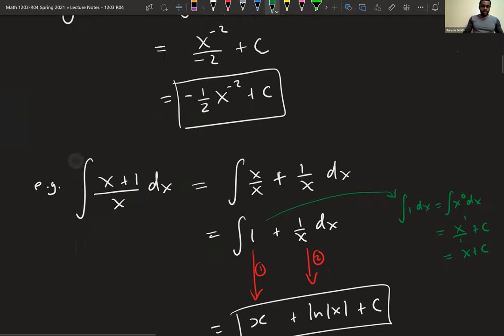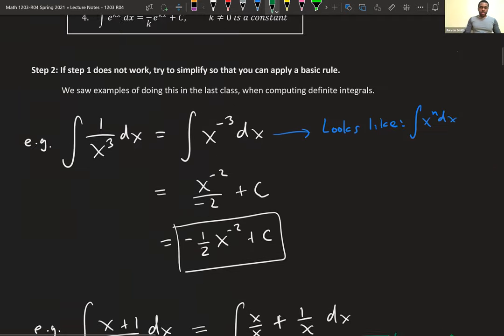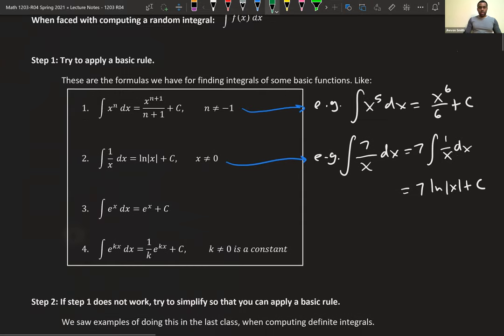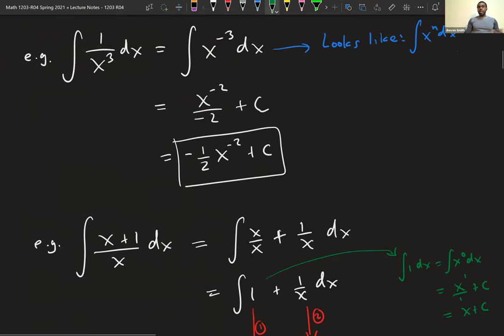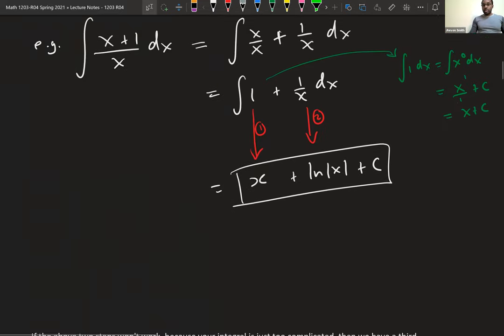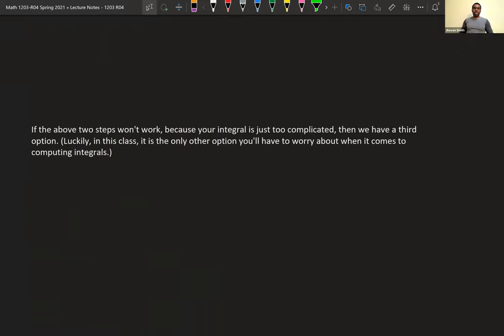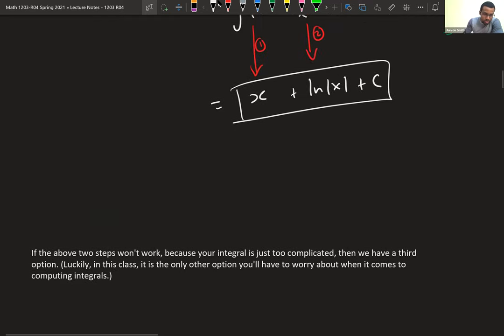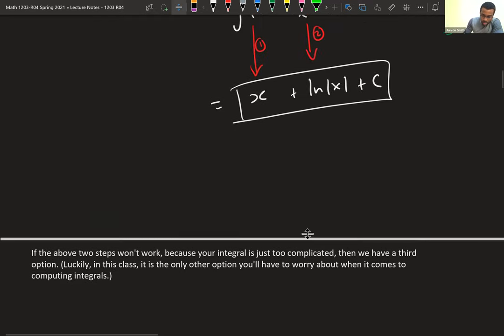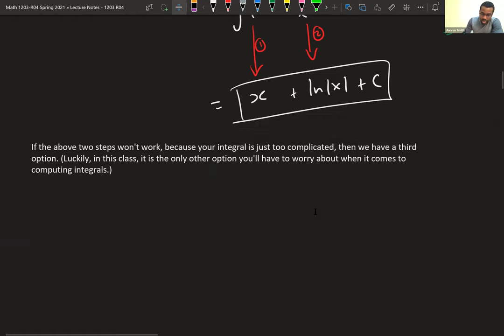So the important thing is either something is going to look like a basic rule, or you can simplify it to look like a basic rule. And these are the first two things you want to try. Now, it turns out sometimes neither of those two things work, right? And that puts us in a very precarious situation. However, there are methods to deal with more complicated situations.